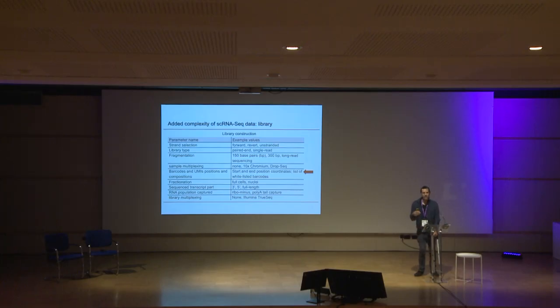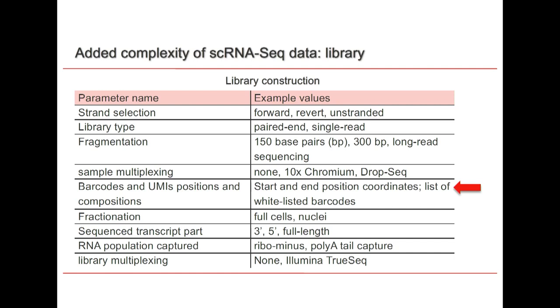Also, there is a lot more complexity in the construction of the library. That was mentioned yesterday during the talk about Array Express. So there are all these parameters: the strand selection, the library type, the RNA population that you capture. But for single-cell RNA-seq, the more complex part is accessing the barcode information and the UMI information. You need to know on which strand, on which read, sorry, and at which position it is. So again, you need access to this information if you want to reanalyze single-cell RNA-seq data, and most of the time, you don't have access to it.